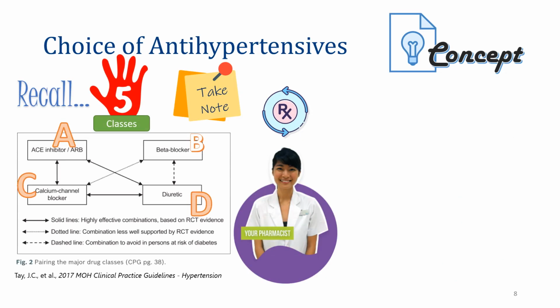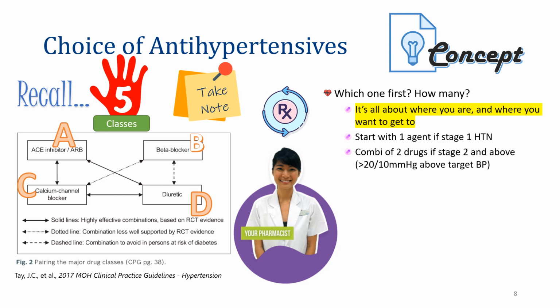Let's rehash the choice of antihypertensives and the concepts behind it. If you recall, there are pretty much 5 classes of agents that we can offer to all our patients. Of course, beta blockers are no longer first line, and that leaves you with potentially 4 different classes: 2 A's, a C, and a D. Now, which one first and how many is really all about where you are and where you want to get to. Allow me to explain.